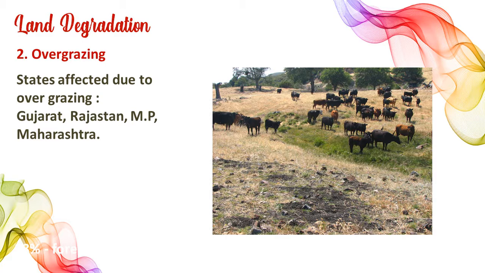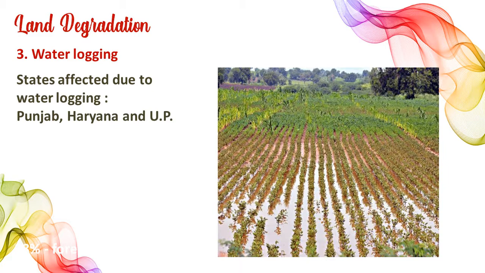Next comes overgrazing. How does overgrazing affect the quality of land? When the cattle overgraze the land, it is left open or bare and leads to land degradation. States that are affected by overgrazing are Gujarat, Rajasthan, Madhya Pradesh and Maharashtra. Water logging means over irrigation. Some of the states which are affected due to water logging are Punjab, Haryana and UP.